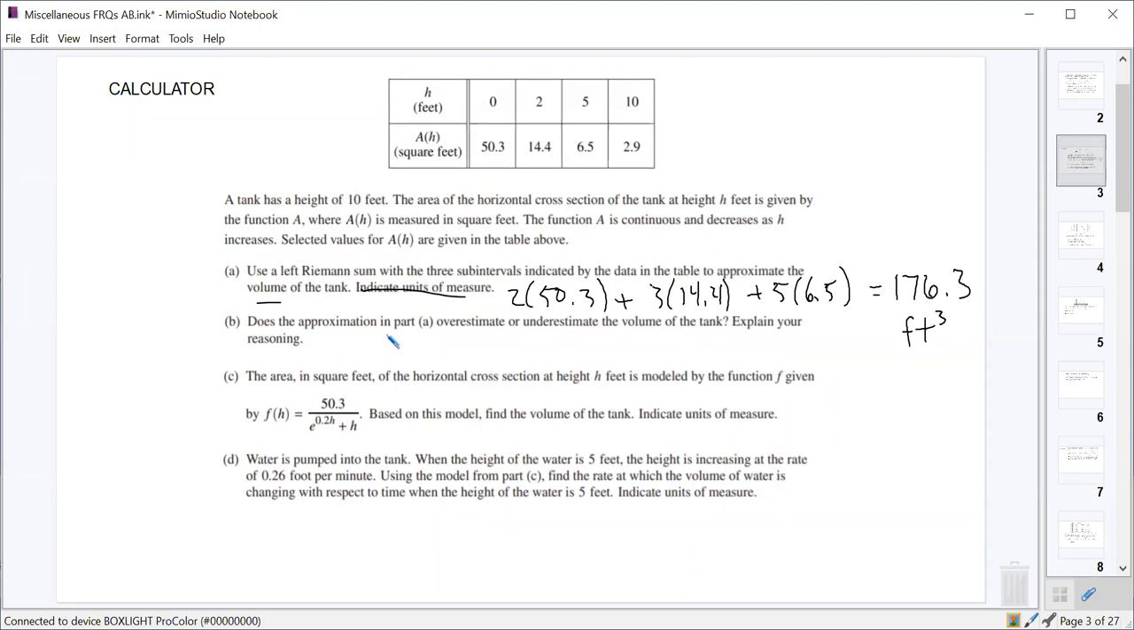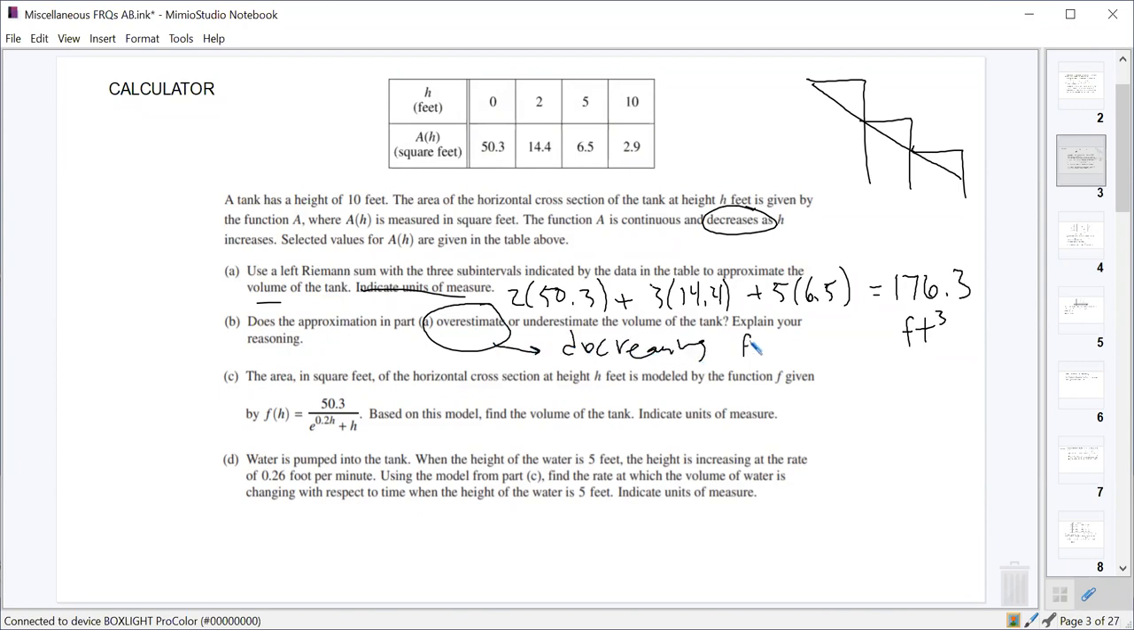Part B: is the approximation an overestimate or an underestimate? Well, what type of function do we have? We have a function that is decreasing. It says right there, decreasing function. Left Riemann sum will overestimate, we'll say decreasing function. And you'd write out a nice little sentence that says, the approximation is an overestimate because it's a decreasing function. And you feel really good about yourself, right?